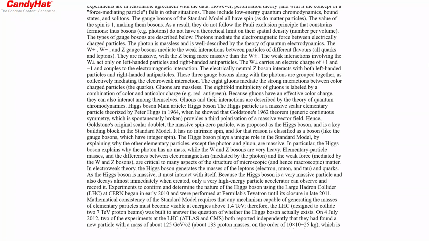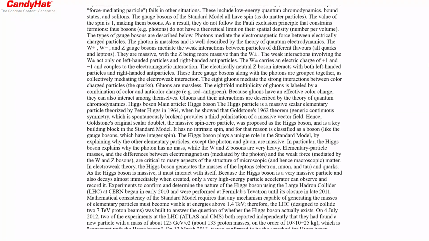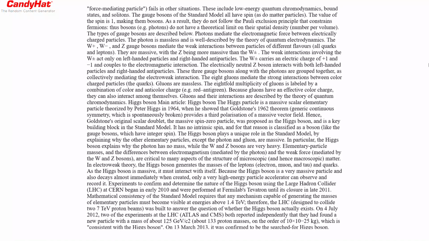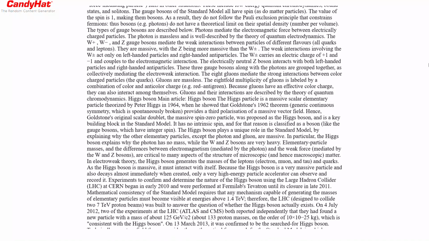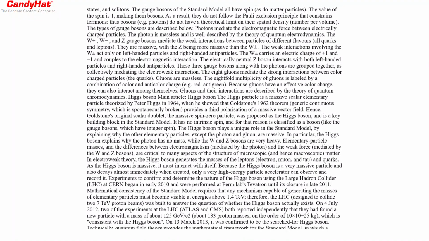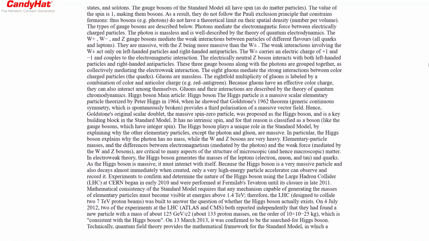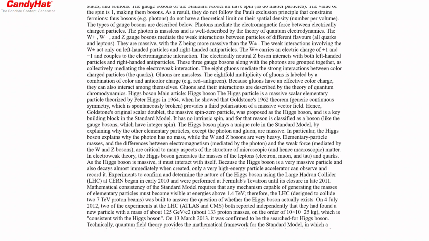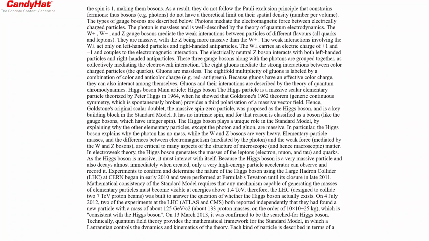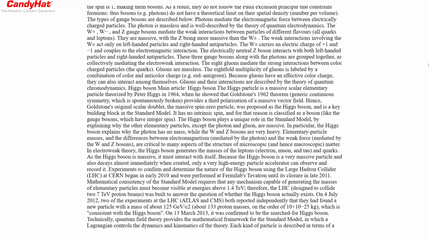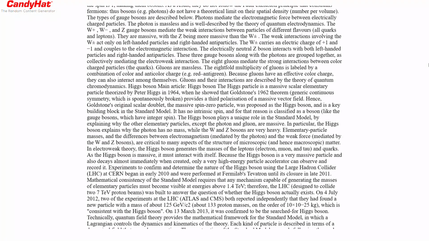In electroweak theory, the Higgs boson generates the masses of the leptons, electron, muon, and tau, and quarks. As the Higgs boson is massive, it must interact with itself. Because the Higgs boson is a very massive particle and also decays almost immediately when created, only a very high-energy particle accelerator can observe and record it.